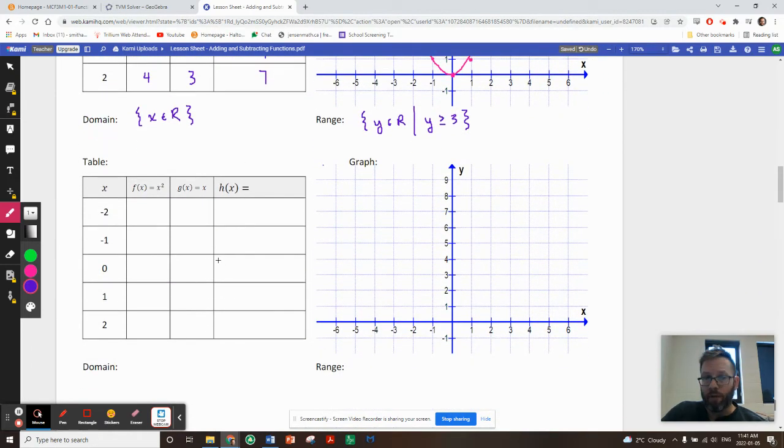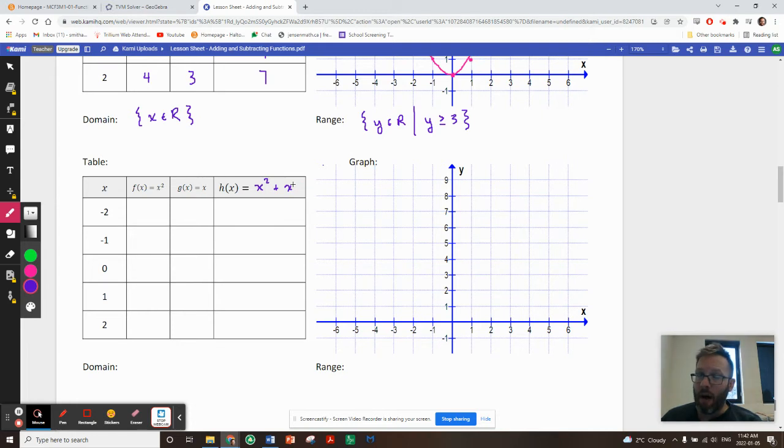Now, our table and our graph, we're going to produce the same way. Here, our base function, or our function f, is still x squared, but this time we're going to use x for our second function g. We're looking at the sum of these two, that'll be the function x squared plus x.